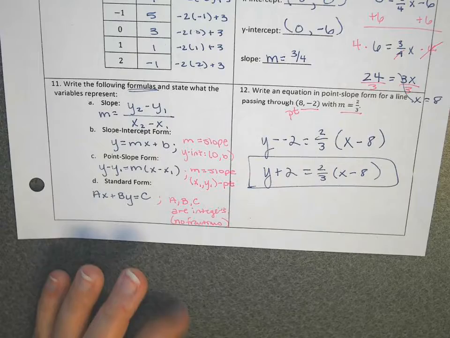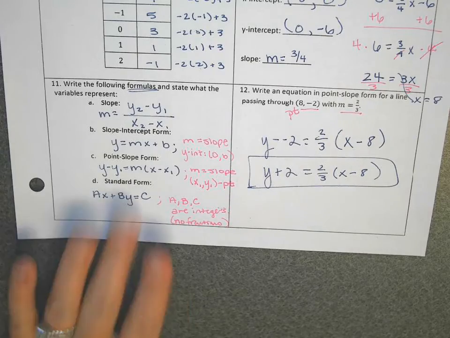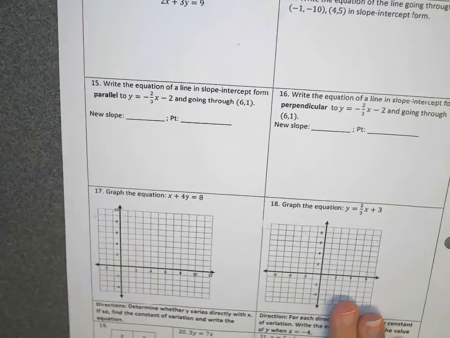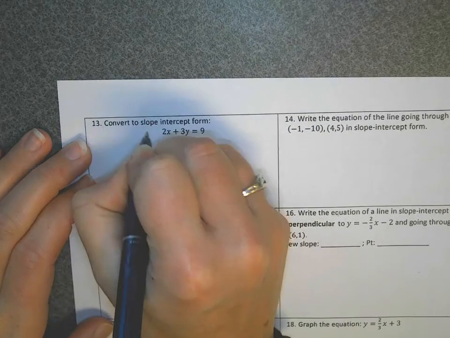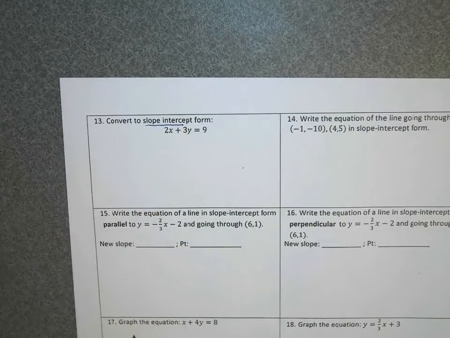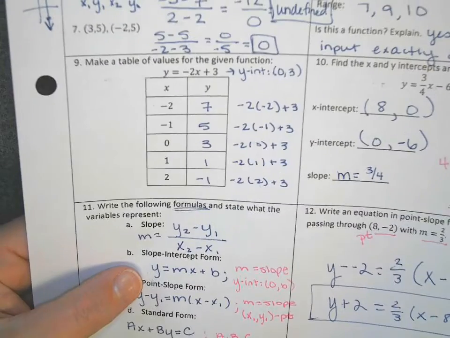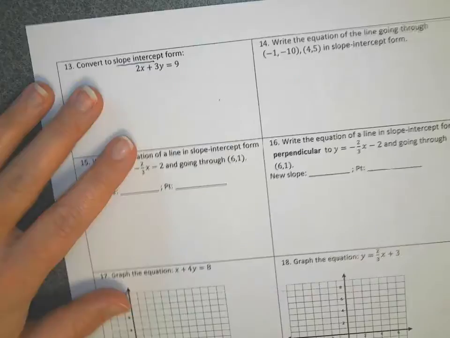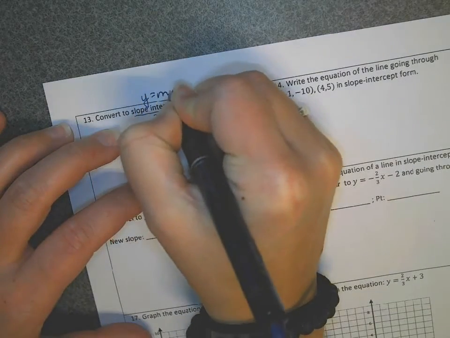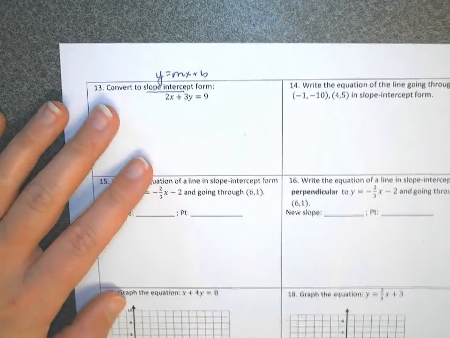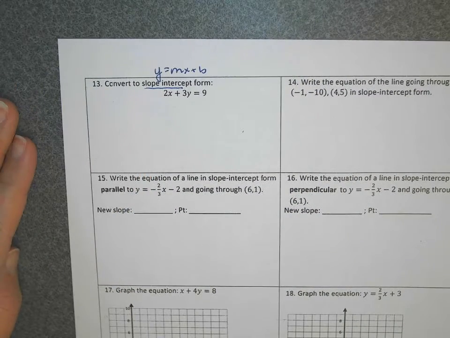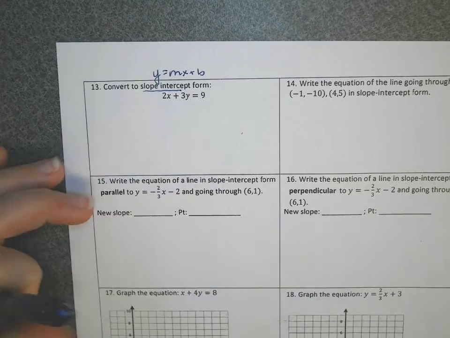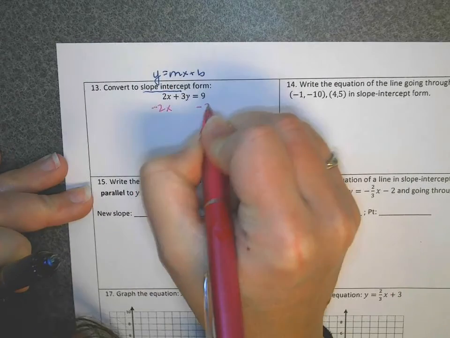All right, let's flip this over. Convert to slope-intercept form. Well, first, let's know what slope-intercept form looks like. Wait a minute. I just wrote it down. Let's look. Slope-intercept form. It's y equals mx plus b. So I want this to look like y equals mx plus b. I'm just going to write it up there so I have a little note. What do I want my answer to look like? So let's get y alone. In order to do that, subtract the other term.